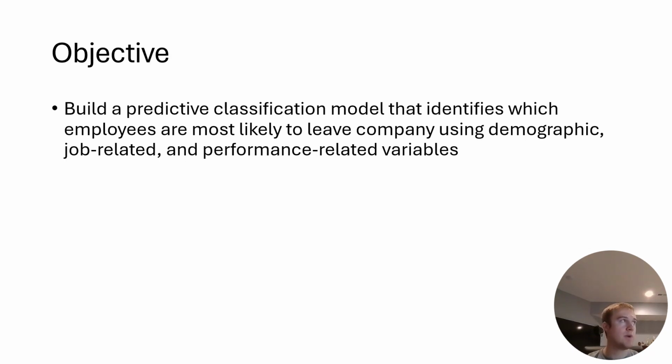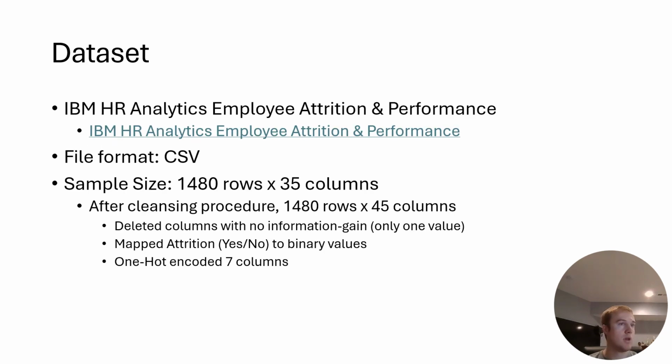So the objective of my project was to build a predictive classification model that identifies which employees are most likely to leave the company using demographic, job-related, and performance-related variables. The dataset that I used for this analysis is referred to as the IBM HR Analytics Employee Attrition and Performance Dataset, and it can be found in the hyperlink provided on the slide. That will take you to a Kaggle page, actually, where the dataset needed for this analysis can be extracted.